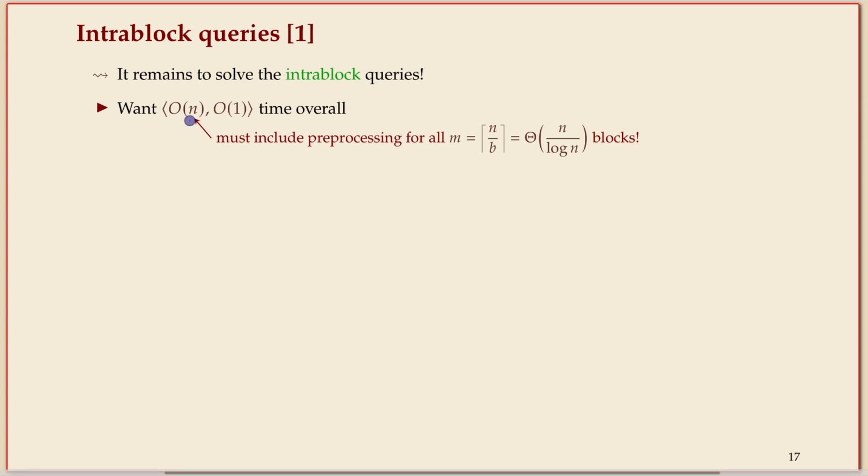And we would like to do this with linear space and pre-processing time over all the blocks, because otherwise we don't get our ultimate solution: linear pre-processing time and space, and constant query time. So we have to somehow do this pre-processing of all these blocks. The number of blocks is denoted by m as before, and that's n divided by the small b, which was essentially n divided by log n blocks.